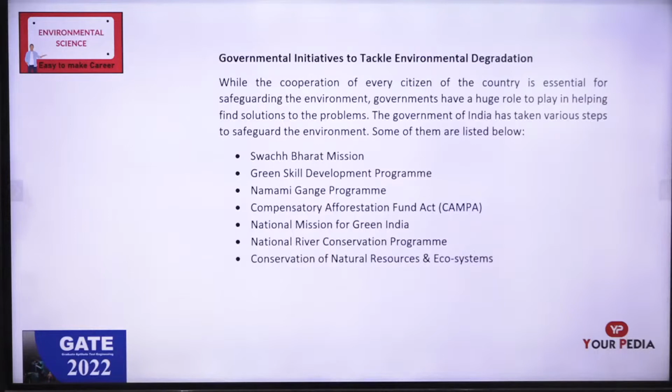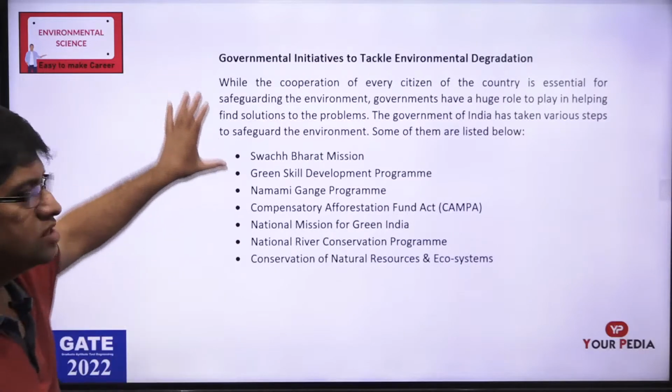Green Skill Development Program, Namami Gange Program, Compensatory Afforestation Fund Act, National Mission for Green India, National River Conservation Program, Conservation of Natural Resource and Ecosystem. These were some of the programs started by this particular government.